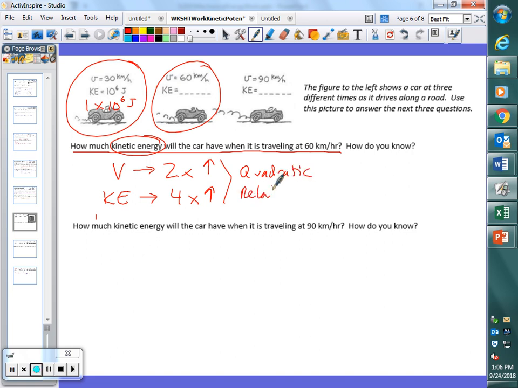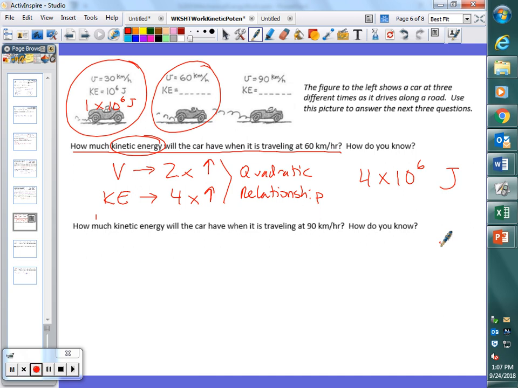Quadratic relationship. So, if the kinetic energy of the car in picture 1 is 1 times 10 to the 6 joules, how much kinetic energy will it have now? 4 times 10 to the 6 joules. Everyone see where that number came from? We really didn't have to do any math to solve that problem. We just got to know our relationships. I made the exponent a J because I was trying to write my unit first. Good with that one. Okay.